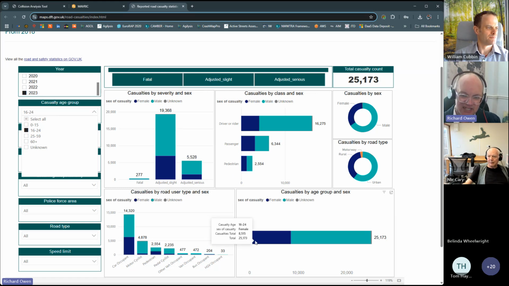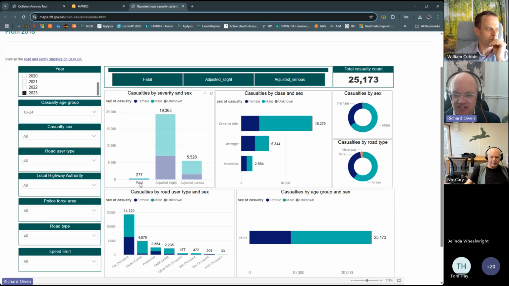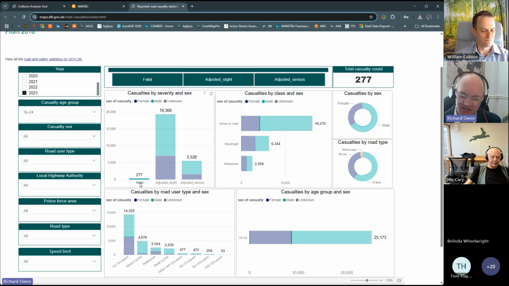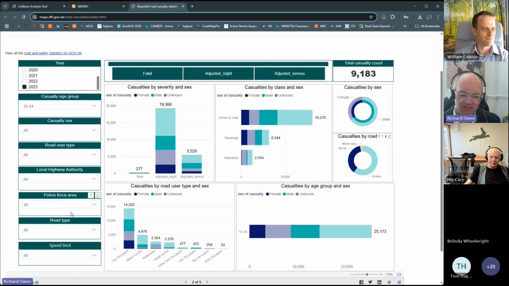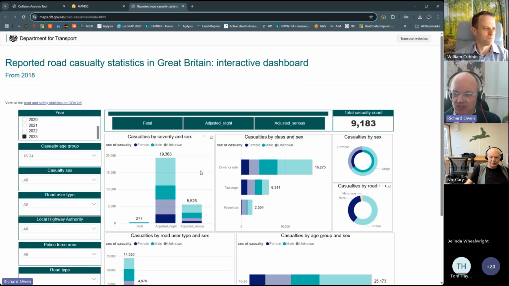I would probably take off the filterability of these individual elements. Sometimes it works, sometimes I don't think it's particularly helpful, especially when you're looking at particularly small numbers. So yeah, I'm not a big fan of that one in Power BI, but I know there are different ways that you can do that.